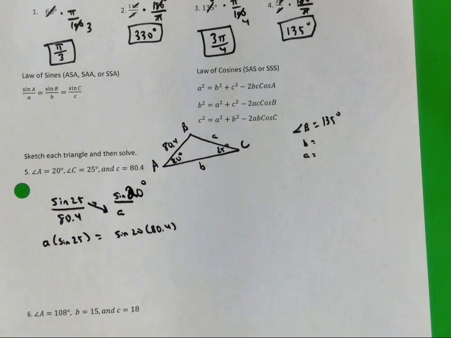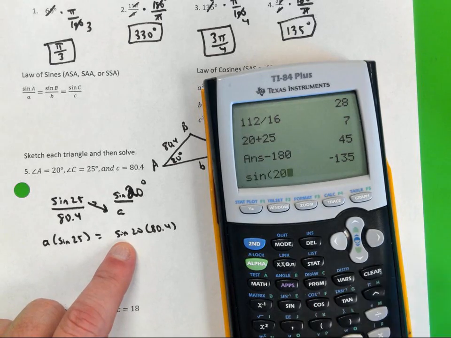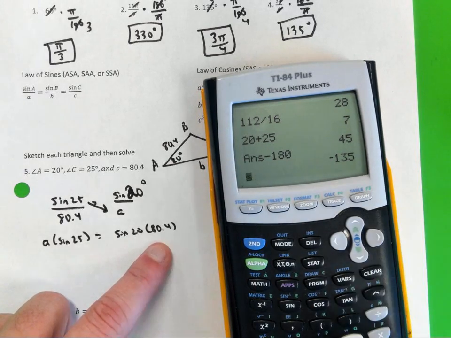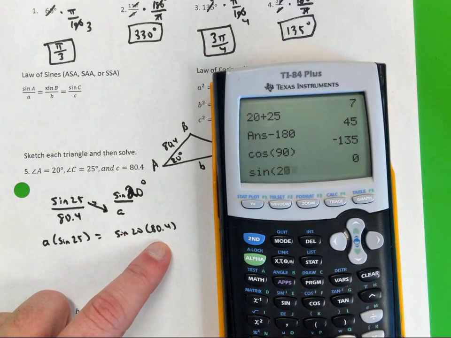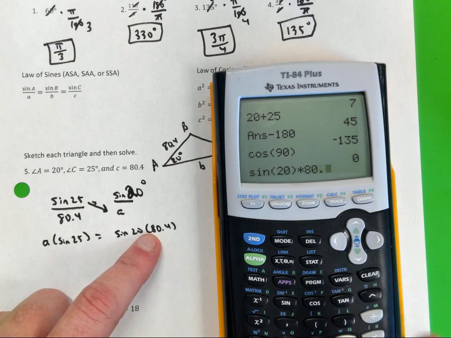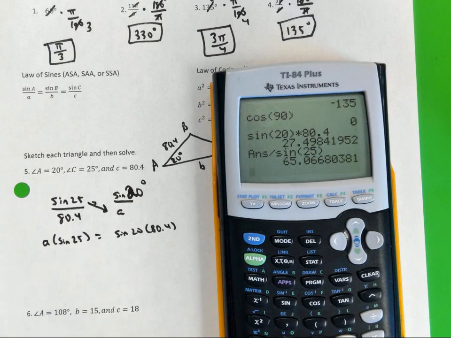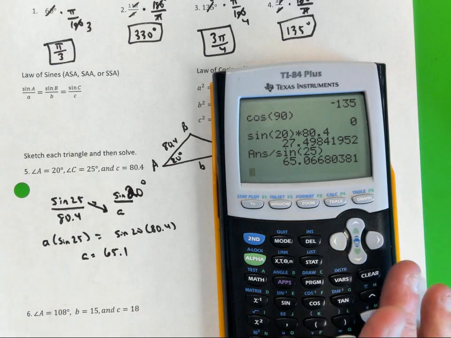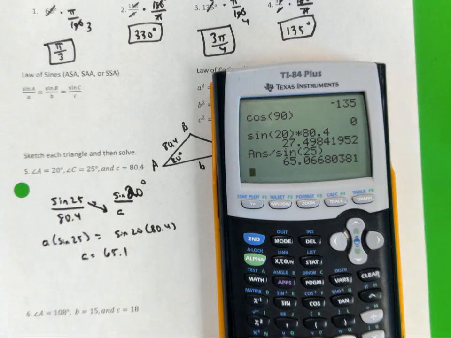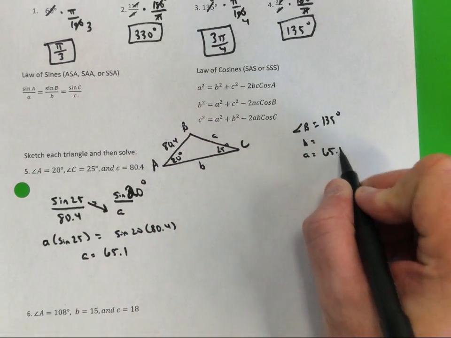Now guys, I'm going to do all this work in my calculator. I'm not going to write all these decimals down right here because you could do them. Watch how I do this. First of all, I'm going to make sure my calculator's in the right mode. Cosine of 90 should be 0. Yep. Okay. Now I'm going to do sine of 20 times 80.4, and then I'm going to divide it by what? Let's round to the nearest tenth. A equals 65.1. You're intelligent enough, you don't have to show me all those steps. So A equals 65.1.